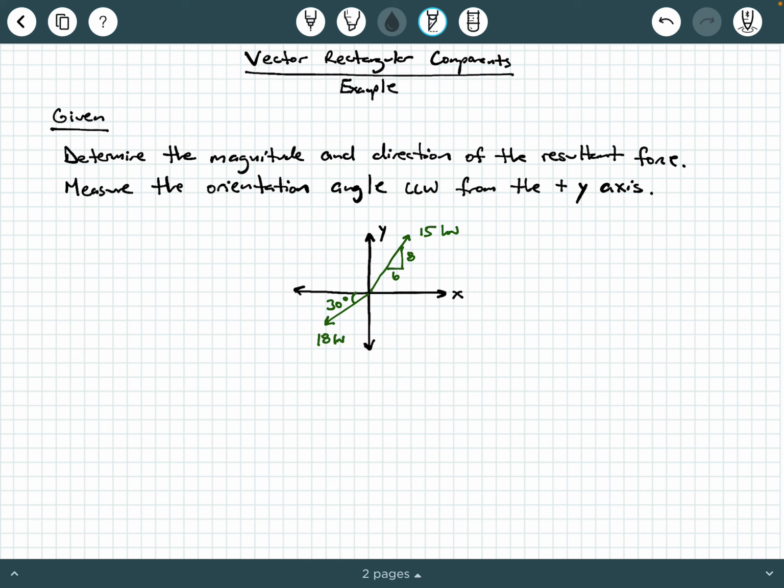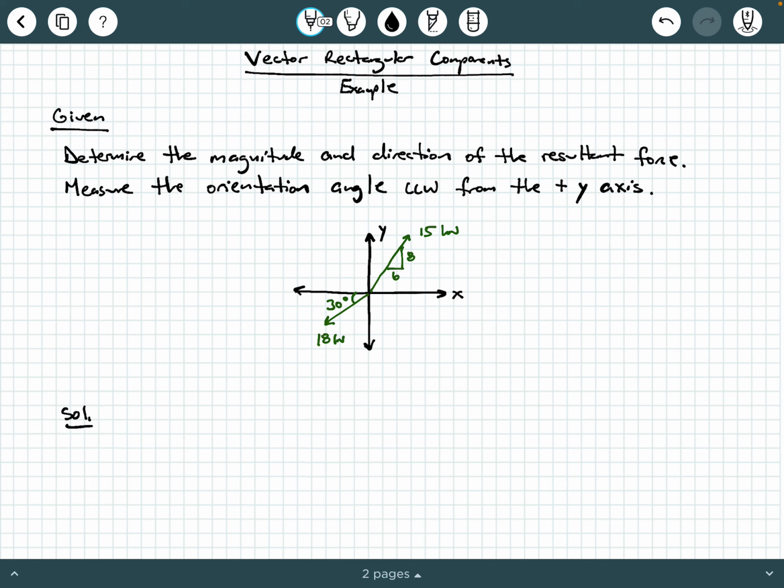And then we're being asked to measure the orientation angle counterclockwise, that's CCW, from the positive y-axis. So what that means is once we find that resultant force vector, we're going to start here at the positive y-axis, which is shooting up from the origin, and we're going to measure our resultant angle counterclockwise to wherever it lands. Okay, so let's go ahead and get started with the solution.